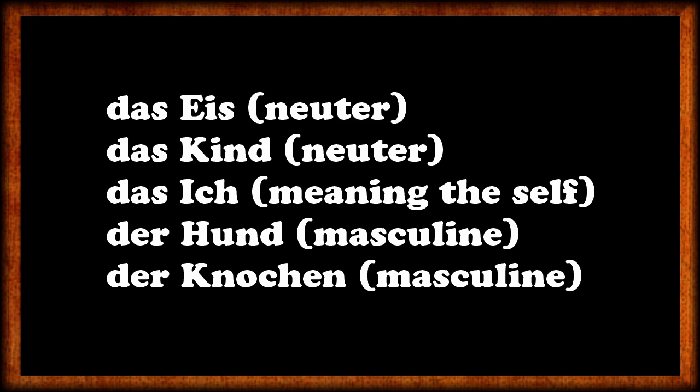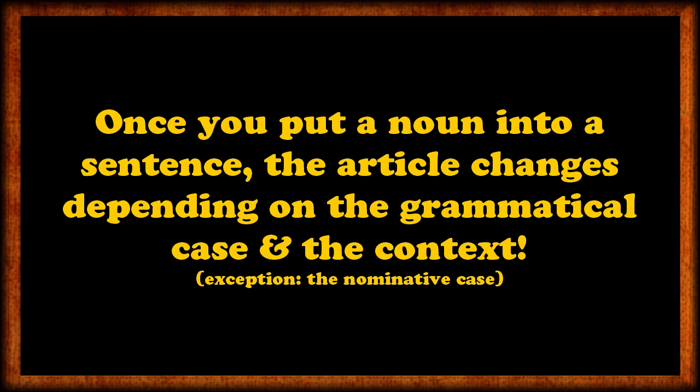All nouns mentioned in these 2 sentences have their own standard indefinite article when you see them as single words without being in a sentence. We have das Eis, neuter, das Kind, neuter, das Ich, meaning the self, neuter as well. Der Hund, masculine. And last but not least, der Knochen, also masculine. The important thing is, in the moment you want to put those nouns into a sentence structure, you might have to inflect the articles to match and to demonstrate the 4 cases.